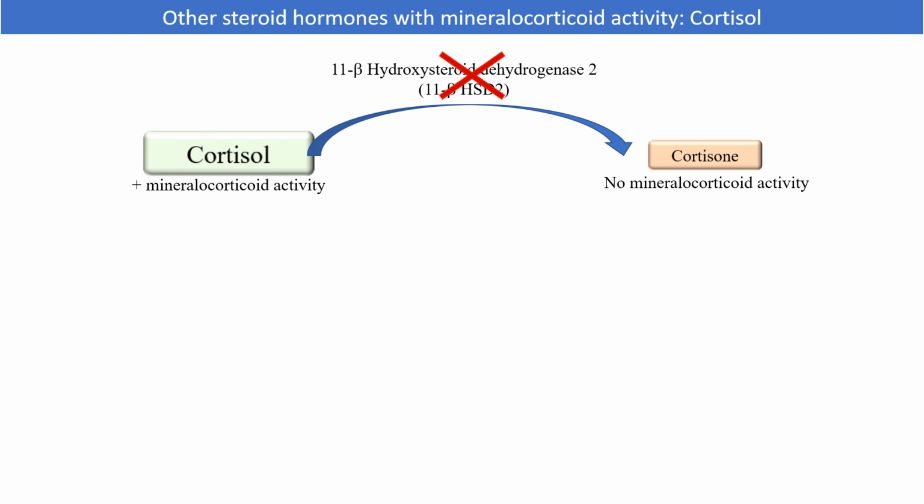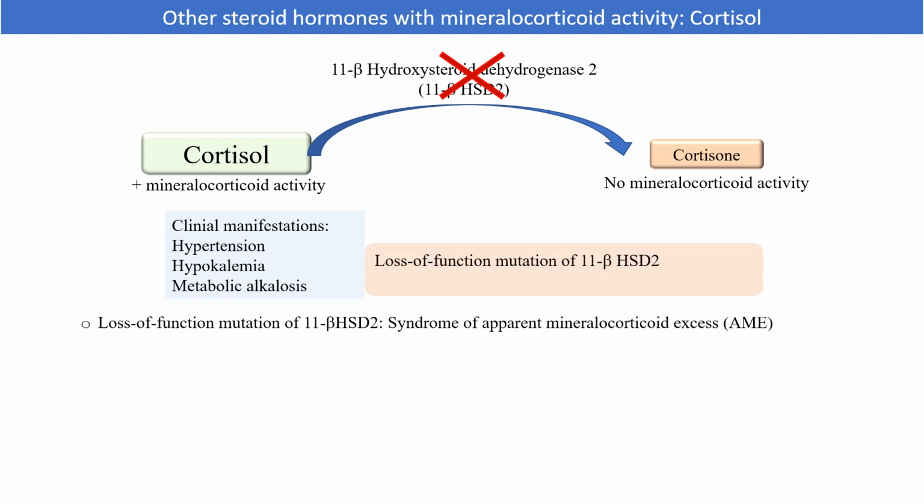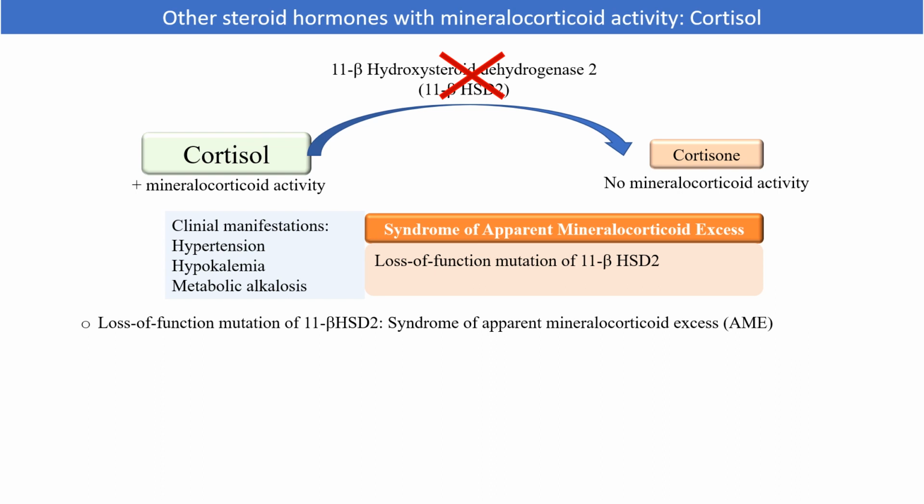Similar to patients with hyperaldosteronism, patients with mutation of 11-beta-hydroxysteroid dehydrogenase 2 and resultant hypercortisolism can also present with the clinical triad of hypertension, hypokalemia, and metabolic alkalosis. Hypertension associated with hypokalemia and metabolic alkalosis due to the loss of function mutation of 11-beta-hydroxysteroid dehydrogenase 2 is called the syndrome of apparent mineralocorticoid excess, or AME.